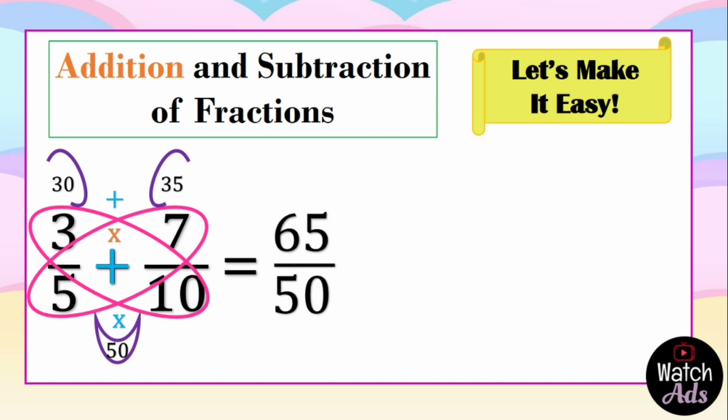Since it is an improper fraction, we change it to a mixed number. Now, how many 50s are there in 65? There is only one 50 in 65.